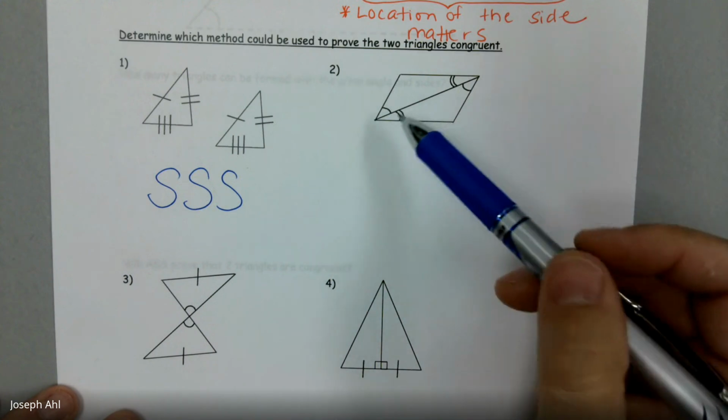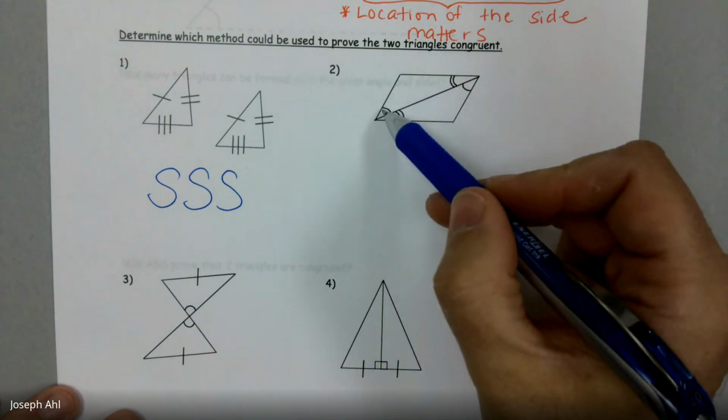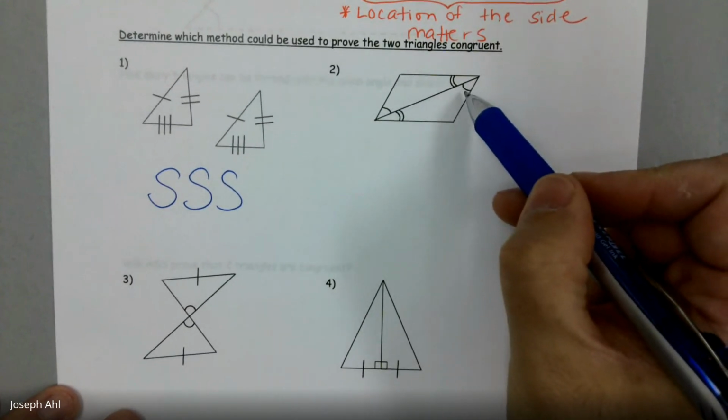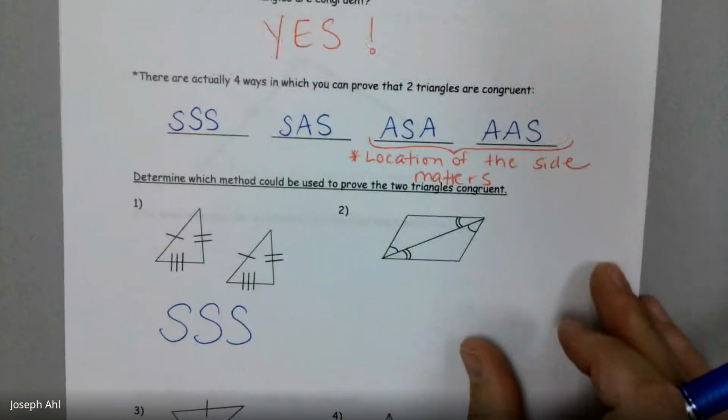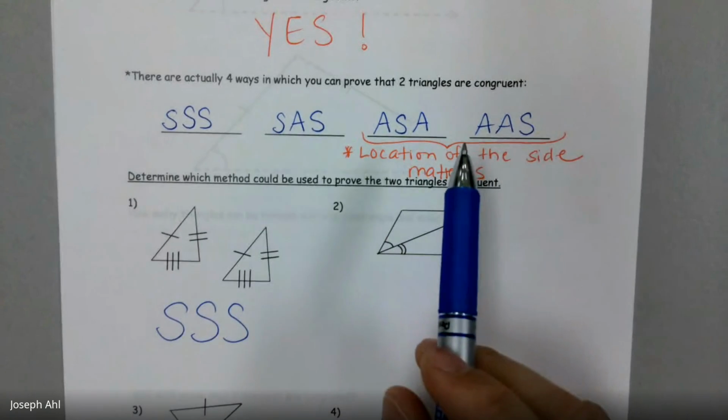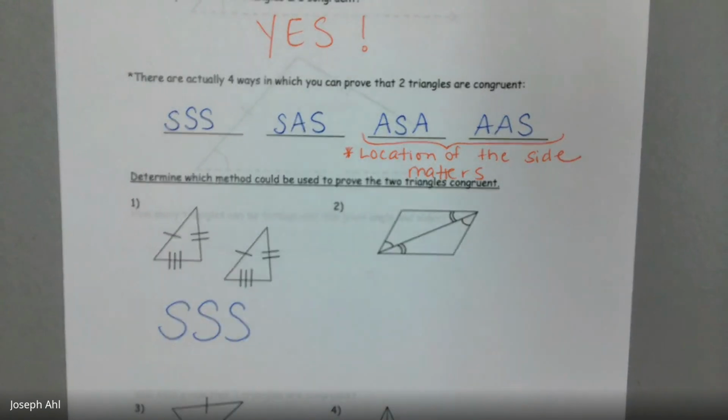When I look at number two, quickly across the way here, I see that this angle is congruent to this corresponding angle. And then we have the double mark on these angles here. But if I look up top, I don't see a method that says angle, angle. So that's maybe not quite enough information yet.